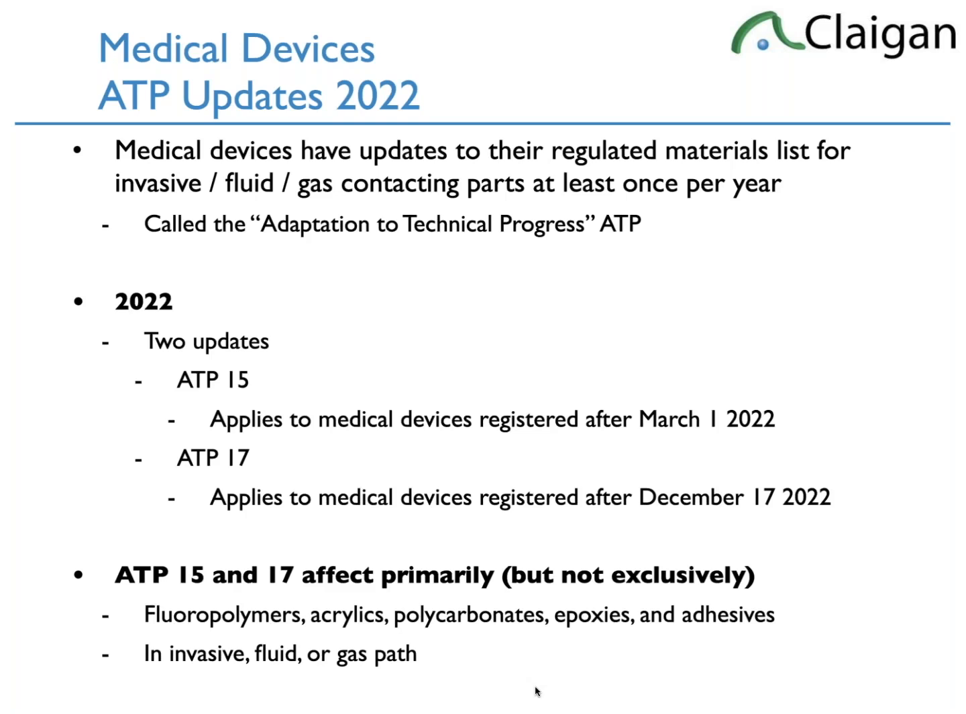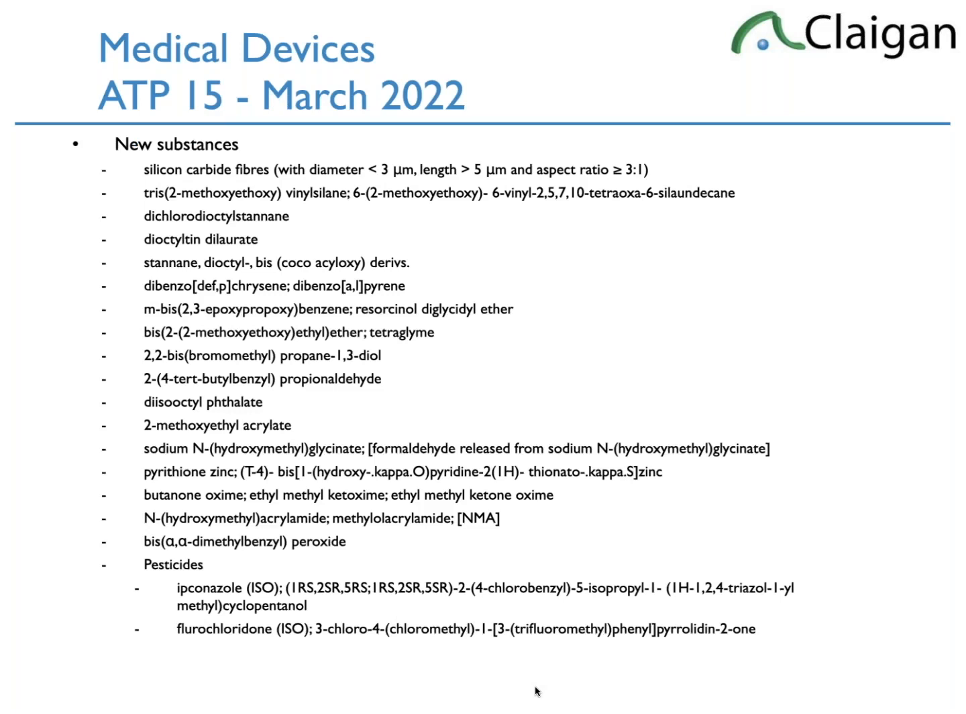One of the big ones, ATP 14, which applied to medical devices after October last year, included cobalt, and that one's quite common, over 1,000 ppm in stainless steel. So medical devices, ATP 15, a lot of substances, a lot of big long names. Some of them look like they'd be common. Diisooctyl phthalate. It's actually extremely uncommon. It's very low risk. What we do see, diisooctyl phthalate is 8.